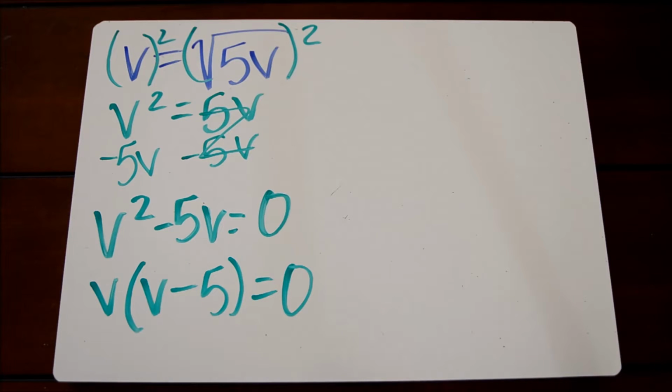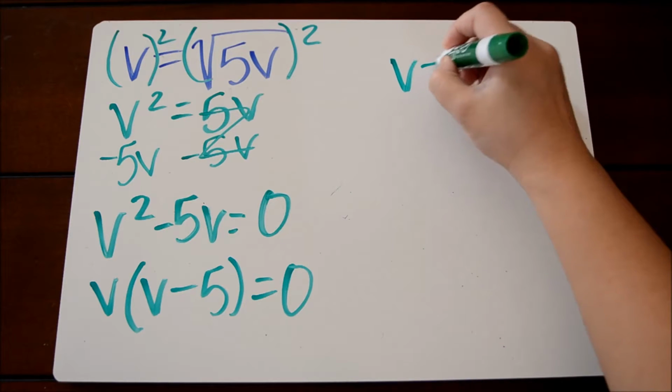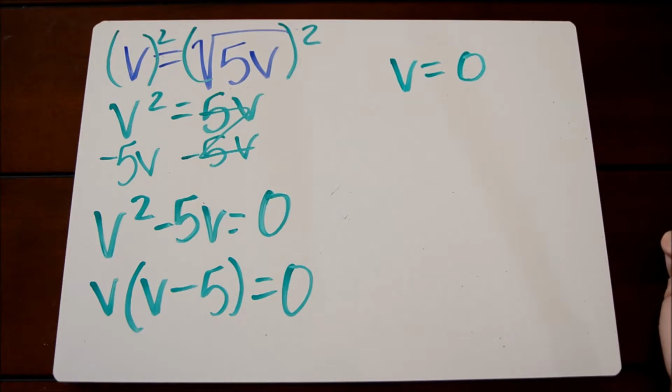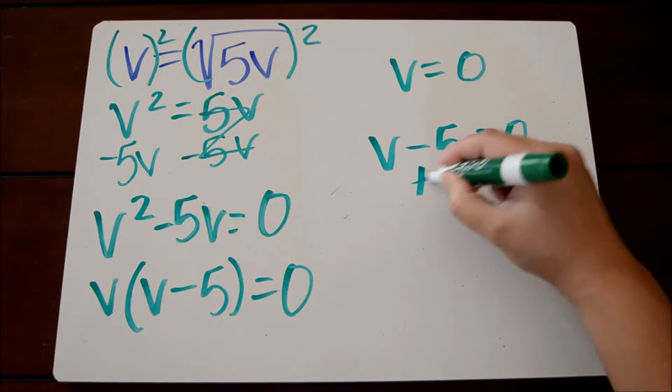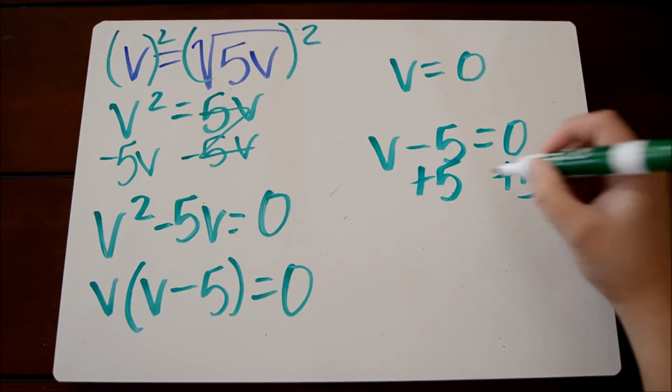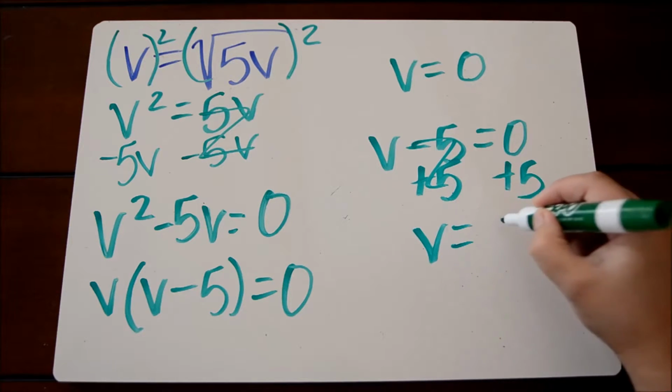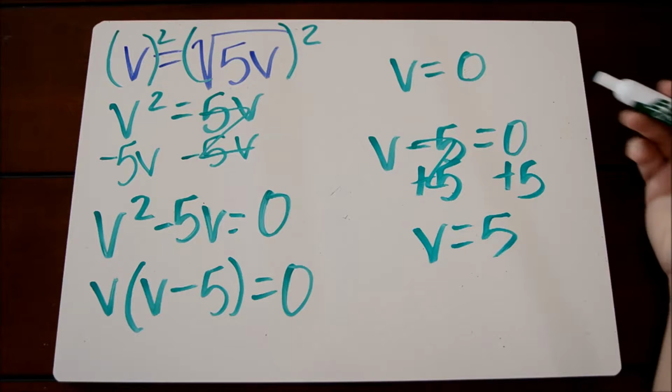So I'm going to set each equal to 0. I get v equals 0. I don't have to solve this because it's already solved. So that's one solution. And then v minus 5 equals 0. I'm going to solve for v, and I get v equals positive 5. I still have to check to see if these work.